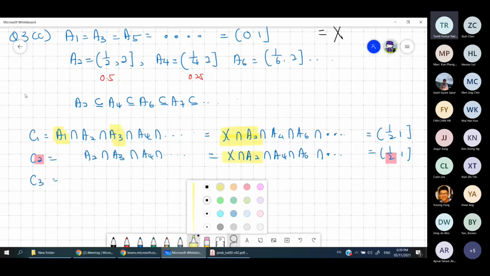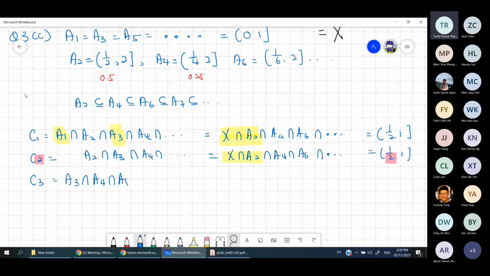Then C3, so we begin with C3. That will be A3 and A4 and A5 and A6 and so on. Again, all the odd numbers are identical, equal to X. So now we just need to begin with A4. So this one will end up to be X intersect A4, intersect A6, and so on. Again, A4 is the smallest among all these even numbers, so we just need to look at this. I have to be a bit careful. Because this is increasing, this equals 1 over 4 to 1.